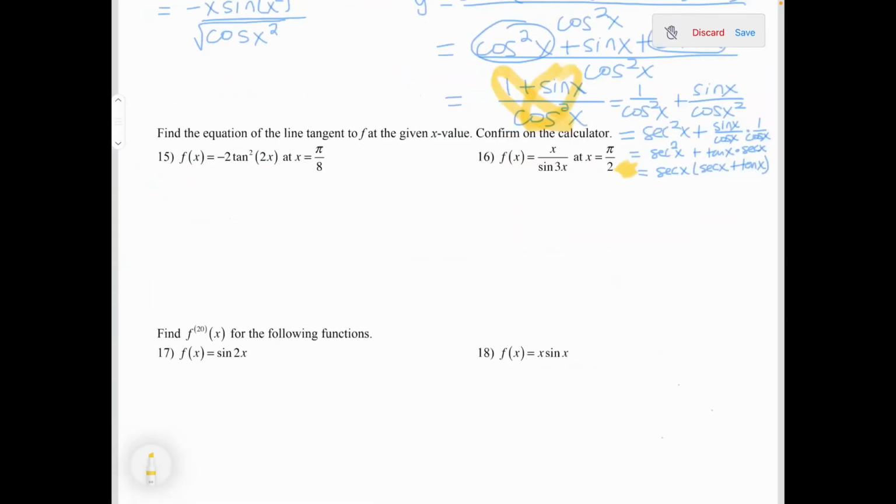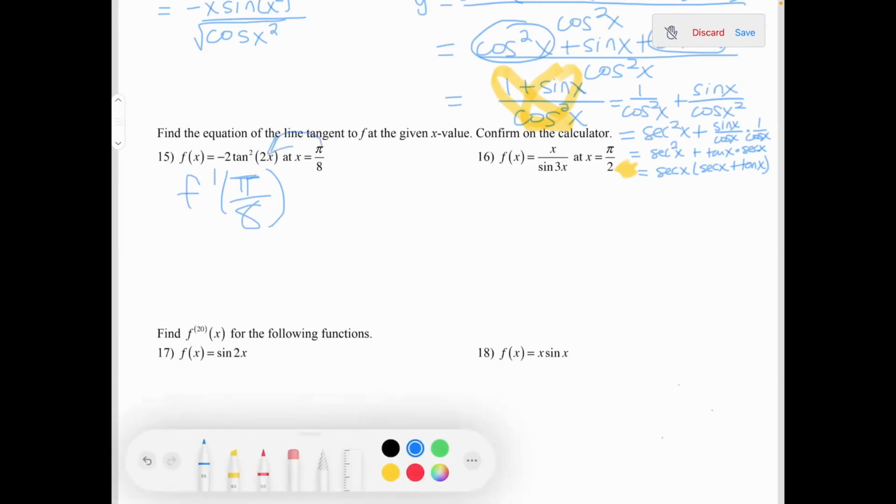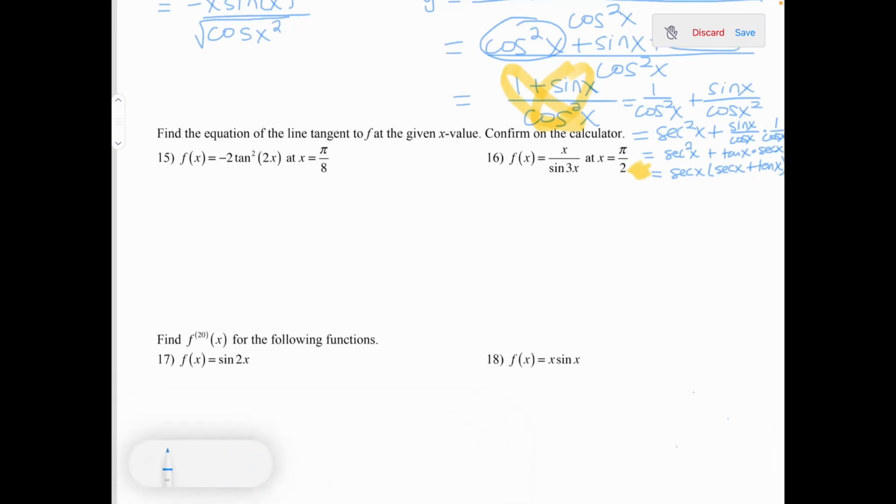Number 15 asks us to find the equation of the tangent line. In order to find the equation of the tangent line, we're going to need to find f prime of pi over 8. That's going to give us the slope of the tangent line. Once we find that, we would plug in pi over 8 into this equation to figure that out. So let's go ahead and do that. I'll probably do 15. I'm probably going to skip 16 because 16 is a very similar problem.